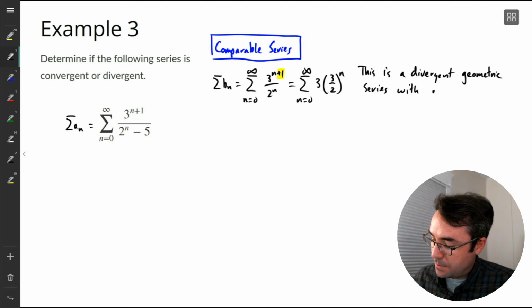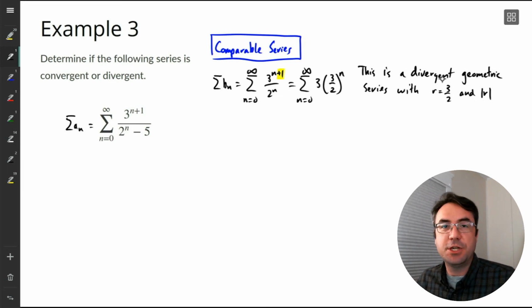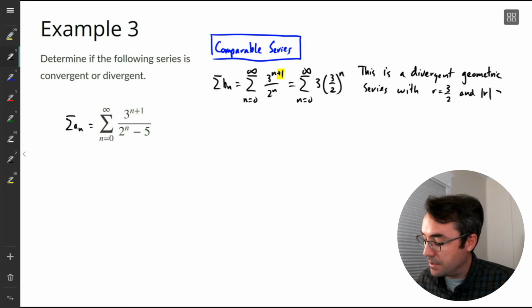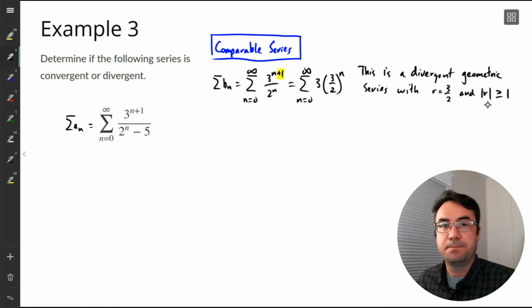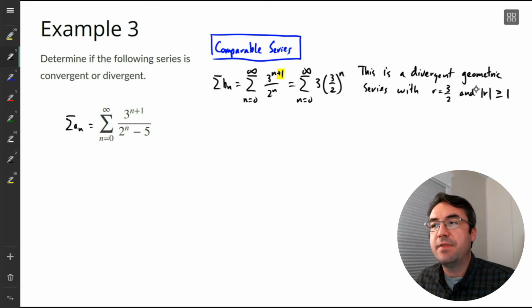With r equal to 3 over 2. And how is a geometric series divergent? Well, that happens when the absolute value of r is greater than or equal to 1. So we're just clearly stating what our series sigma bn is, stating that it's divergent, and then giving a reason. It's a geometric series. We're stating the r value and then the necessary inequality for that r value to give us a divergent geometric series.